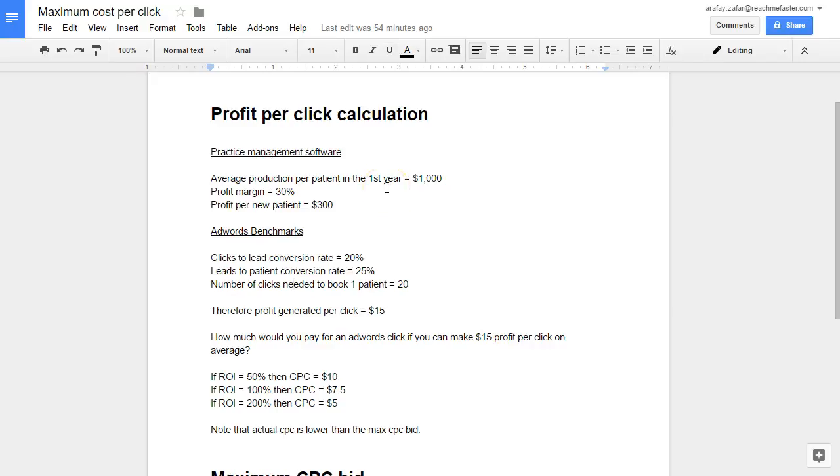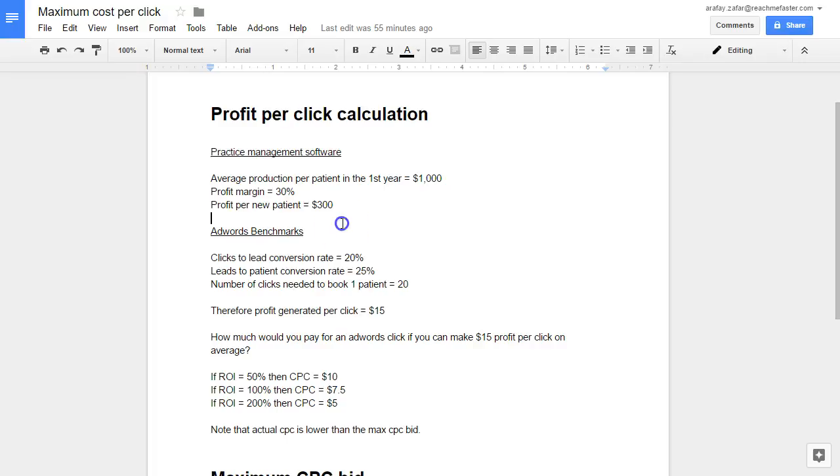As I said, we are only taking into account production in the first year. If they become a patient for the long term, the second, third, fourth, fifth years, the production that generates from the new patient in the second year onwards should not be used to calculate the profit per click. Why? Because that production is a result of your internal marketing, is a result of how you basically run your practice, and whether patients are satisfied with your work or not. So that production is a result of your other activities rather than the AdWords campaign or advertising campaign.